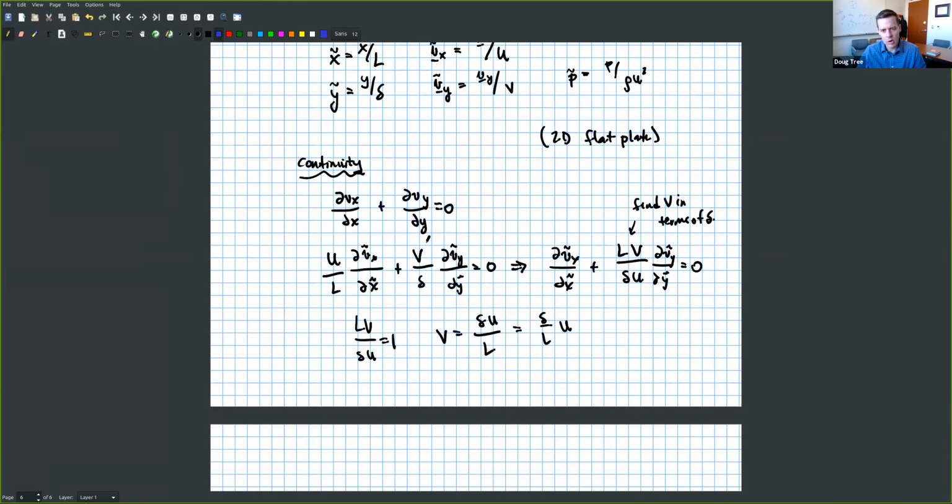And so now we're going to go on and do the x momentum equation. But I want to just pause right there, as we've done this quick recap, and make sure we understand where we're at.